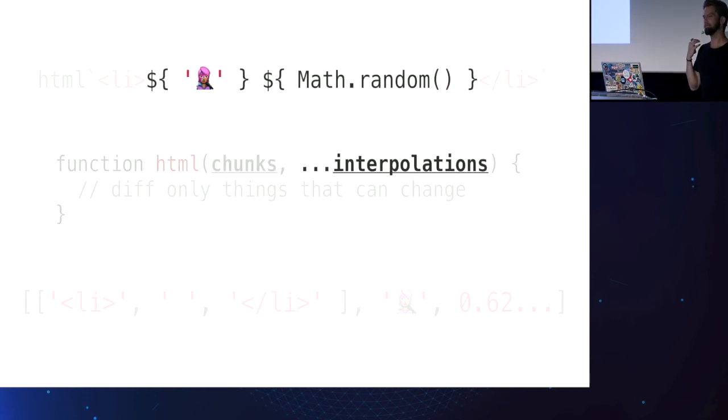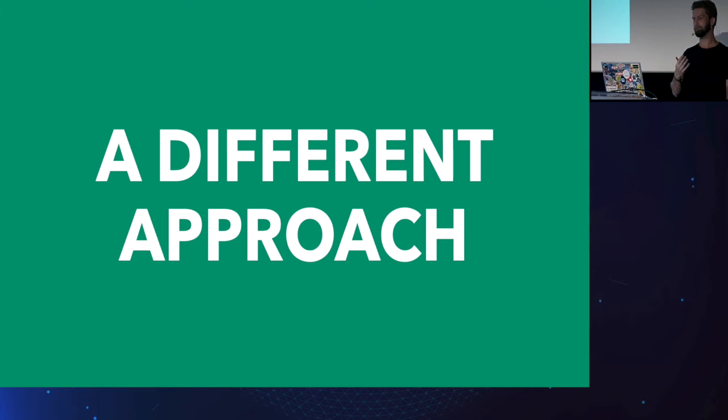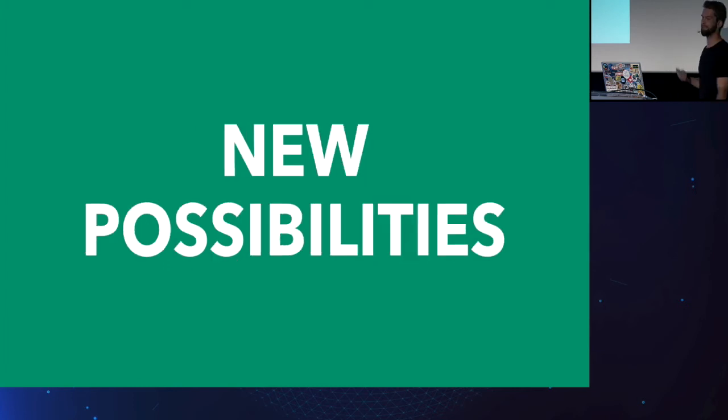And this opens up a lot more possibilities, right? Because the vDOM doesn't know what is static and what is dynamic. We have to figure out what changed automatically. With this, we know 100% what changed, and maybe this is the future and we can get a little bit better there. So this is a completely different approach, and it opens up a lot of new possibilities.